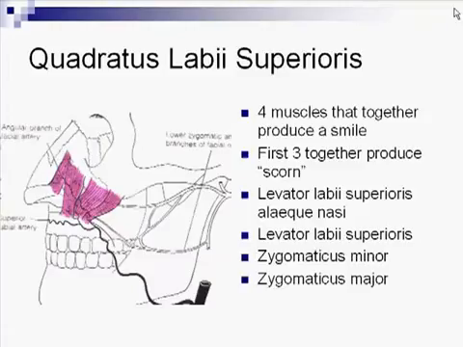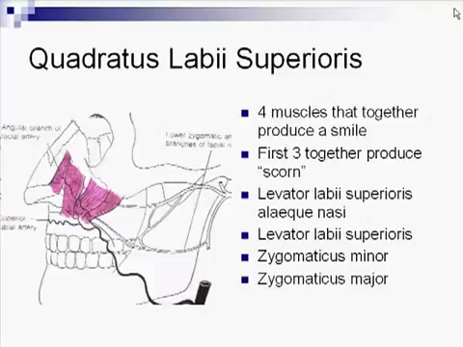When you look at the name of this muscle, Quadratus, would it make sense that it would be 4 muscles? Labii, lip, Superioris, upper. These are muscles that attach to the upper lip. The first 3 together produce scorn. Zygomaticus, smiling.